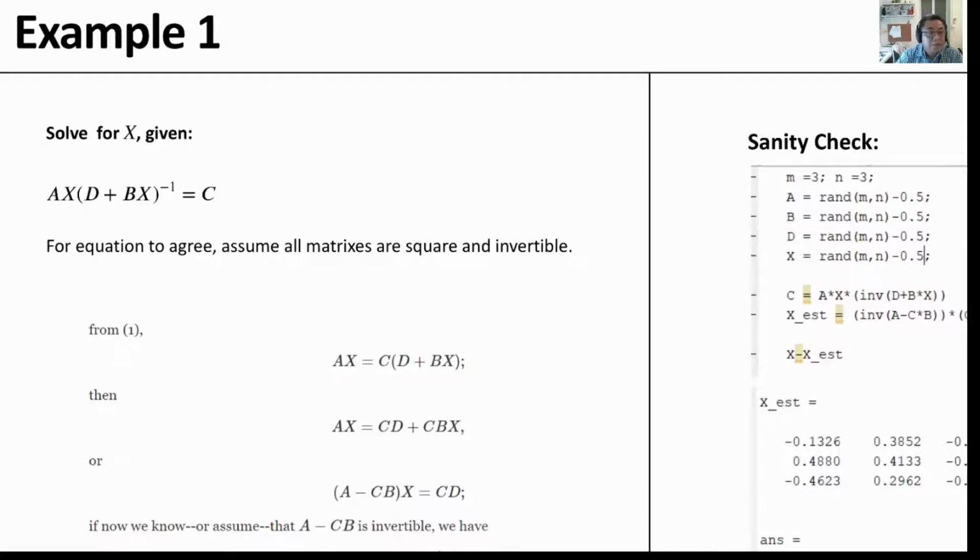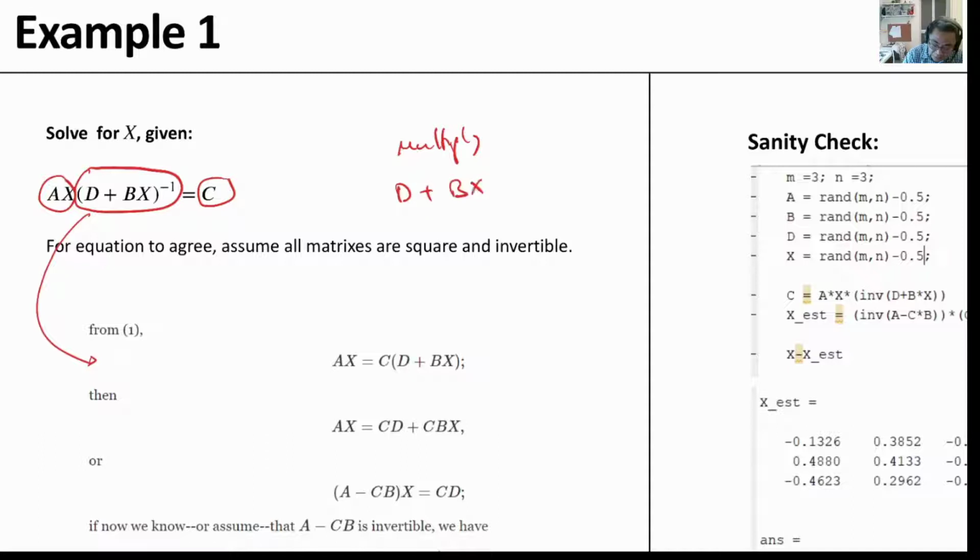In the next two slides, we will show some examples of matrix algebra. Let's begin with example 1. AX is multiplied with (D plus BX) inverse equals C. The first step is to multiply both sides by D plus BX.